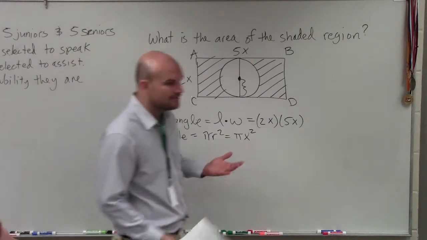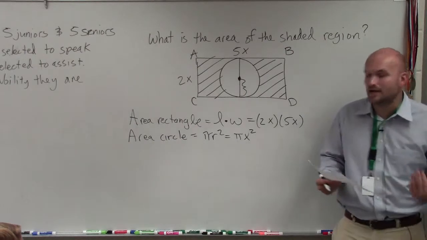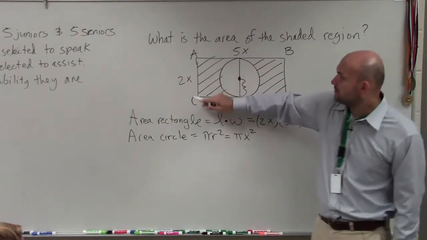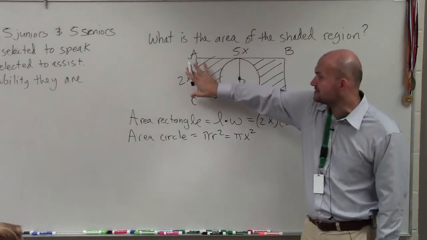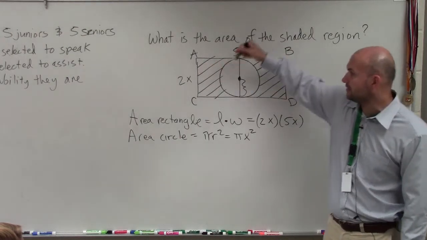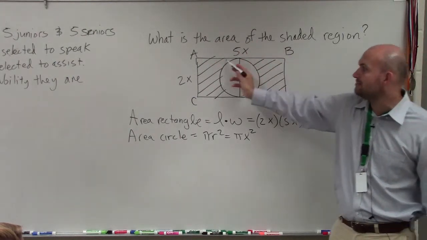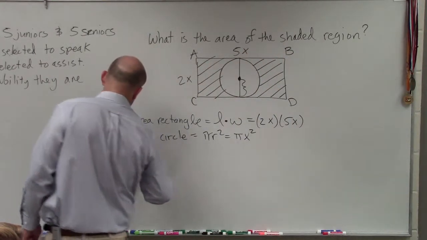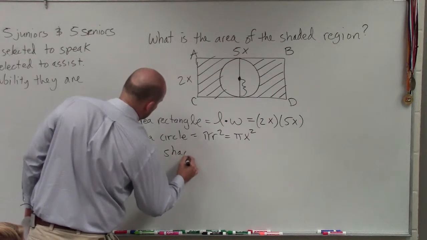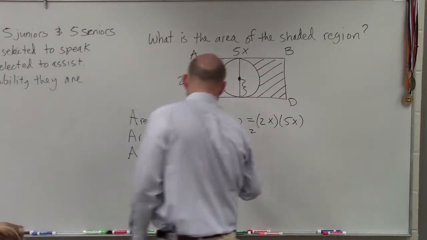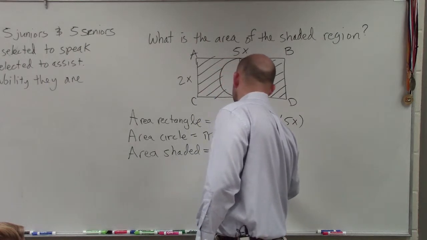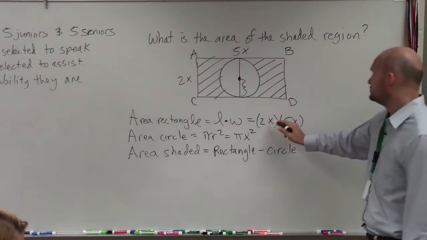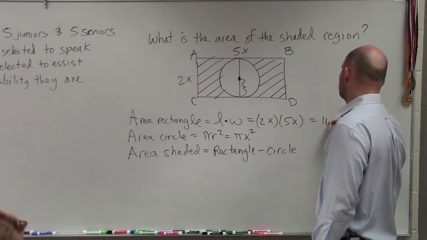OK? So then the final question, what they're asking is, what is the area of the shaded region? Well, we notice that the circle is not shaded, correct? So when we found the area, we found the area of this whole rectangle. So if I take the area of the whole rectangle and then subtract this area, that will give me just the remaining shaded part, right? So the area of the shaded is equal to the area of the rectangle minus the circle. So that's going to be 2x times 5x, which is equal to 10x squared.